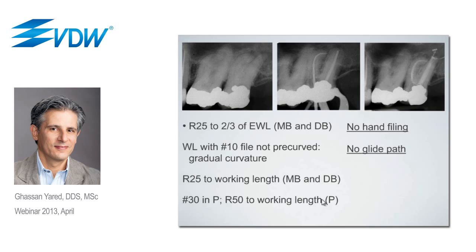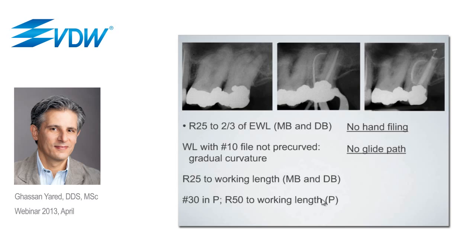Now in the palatal canal I use an R50. Before I started using the R50 in the palatal canal, I did a test with the hand instrument. A number 30 hand file was able to reach length passively without any filing in the palatal canal. So I knew then that this was a wide canal, and in that case I used the R50 exactly in the same manner for the canal preparation.